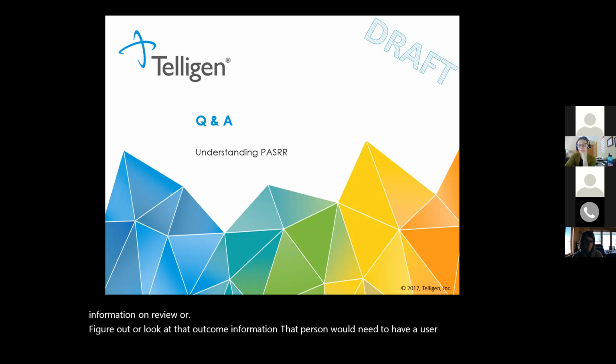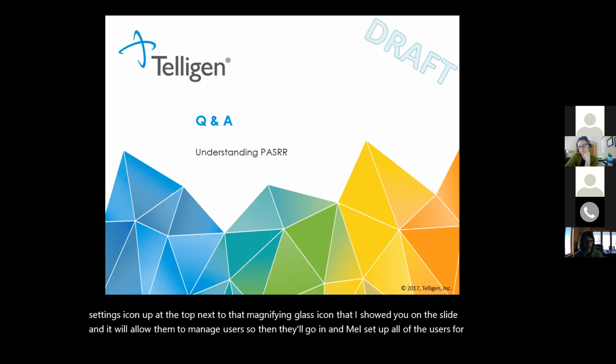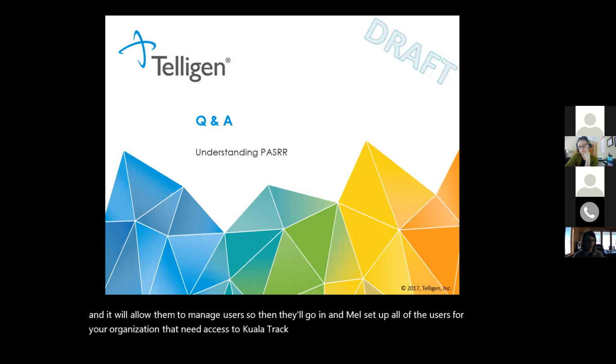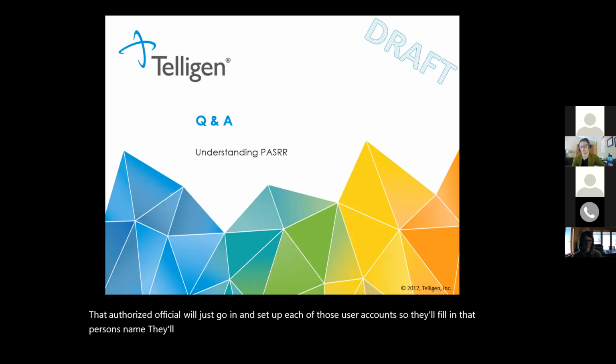So once the authorized official is set up, they'll log into QualiTrack. They'll have an extra little settings icon up at the top next to that magnifying glass icon that I showed you on the slide, and it will allow them to manage users. So then they'll go in and they'll set up all of the users for your organization that need access to QualiTrack. So you won't need to fill out that authorized official form for each of them. That authorized official will just go in and set up each of those user accounts. So they'll fill in that person's name, they'll assign them a username, and then they'll enter an address and phone number, which are required fields, and an email address.